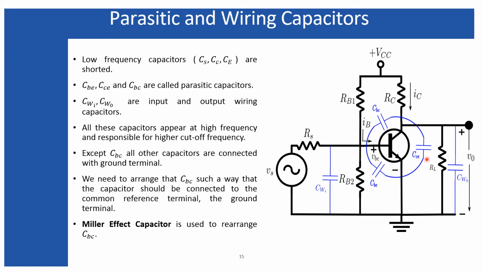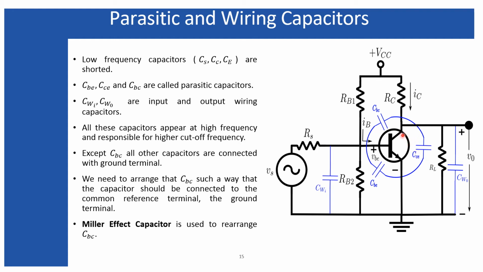But when you are considering the collector to emitter terminal, it is not a physical junction, but here also you have to consider a capacitor due to the presence of these two depletion regions or two junctions, and the cumulative effect of those junctions you have to count into this capacitor CCE. So these three are called the parasitic capacitors.